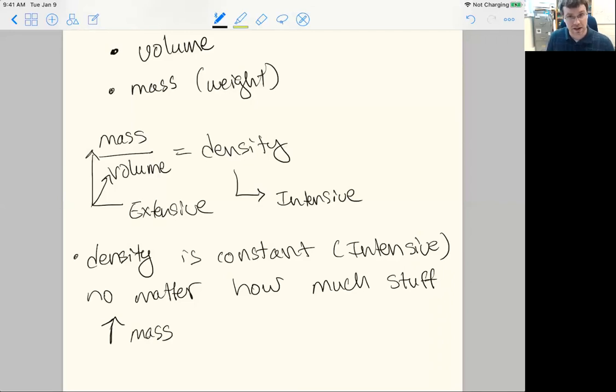It changes with the amount of stuff that we have. If we take our mass and we increase it, we must simultaneously increase our volume, and it's the ratio, taking mass divided by volume, that gets us our density. So even though we increase mass, shown here by this up arrow, we would also have to increase volume. We can't increase mass without increasing volume under standard conditions, and as a result, our density is unchanged.